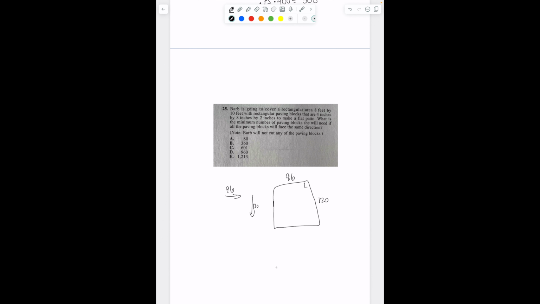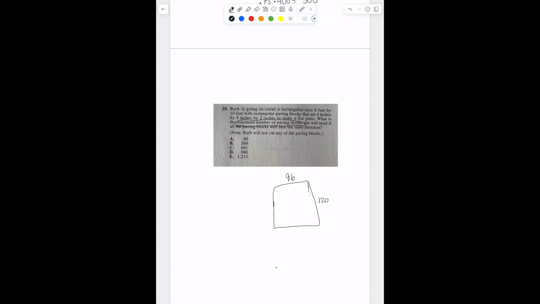Why? Because if all the paving blocks face the same direction, they'll all face this way, right? Or if we wanted them to go horizontally, they can only face all this way. All right, I guess lastly, you could put it on, it's 2 inches, so each one is like this thin. But the question we're asking is, what is the minimum number of paving blocks that we will need? So basically what we want to know is what is the smallest number of blocks we could put in here that will fill up the entire area.